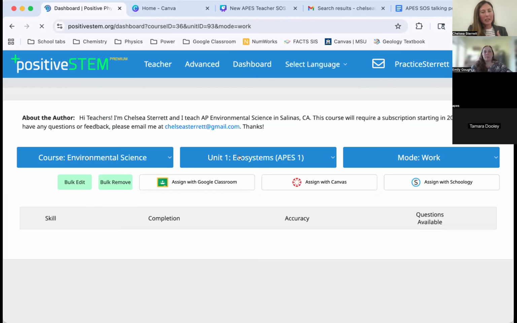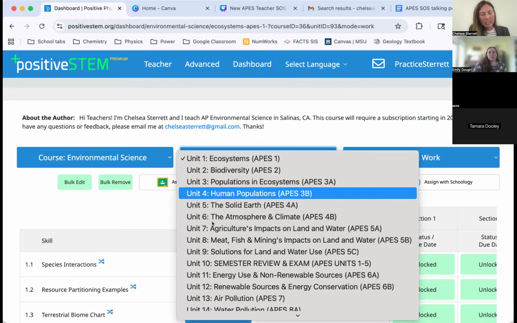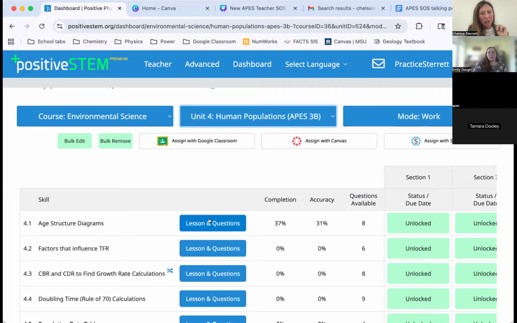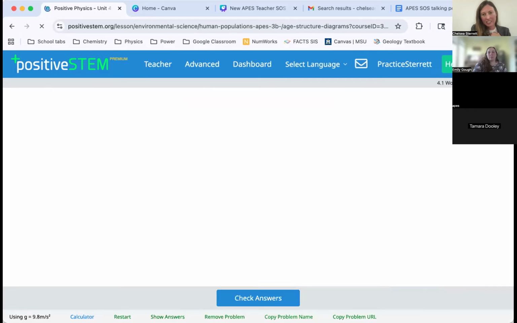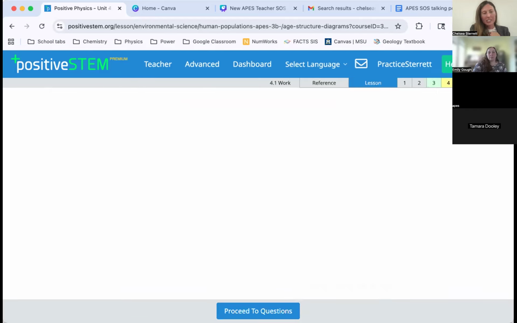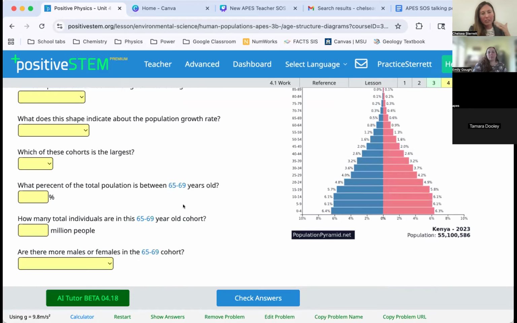So other units that have different types of graphs that they would have to work with. So for instance, in Unit 3, I broke Unit 3 up into two parts, but age structure diagrams are something that we need practice with. So there's a skill for that. And so there was a lesson, and then there's questions, and then the questions are scrambled, but also randomized to ask different students about different cohorts.